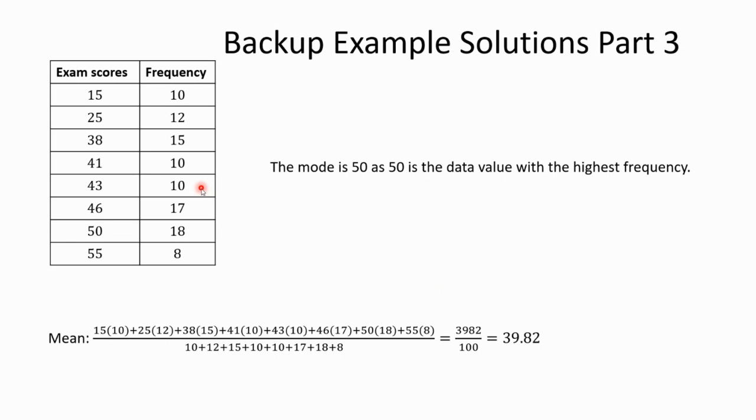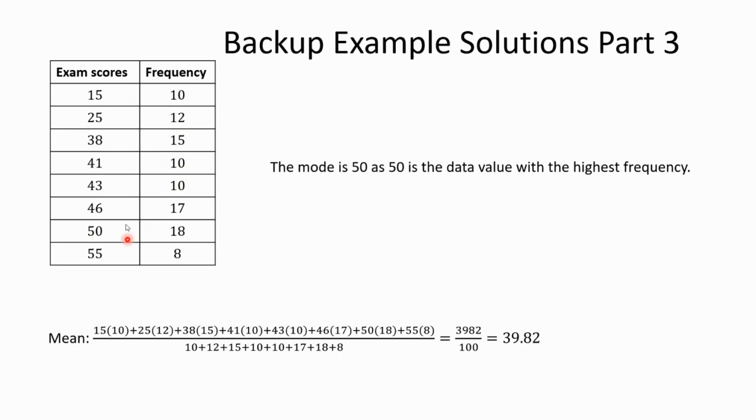The mode is the data value that appears the most frequently. In other words, it's the data value with the highest frequency. We can see that the data value is 50, which has the highest frequency. That's the mode. For the mean, remember what we do. Each exam score, you multiply by the frequency.